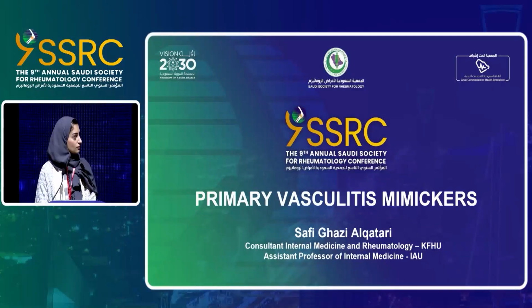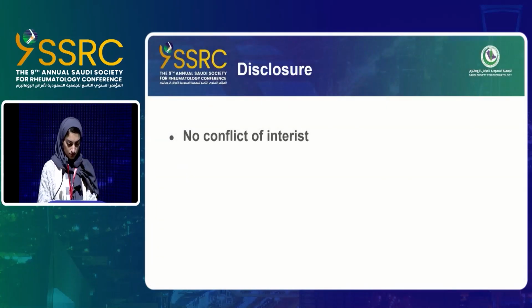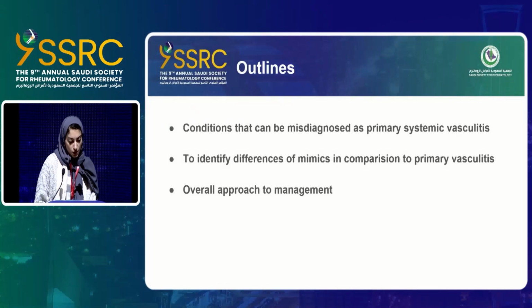It's a very wide topic, and I try to make it as short and as fruitful as possible. So I'd be talking about some conditions that can be misdiagnosed as primary systemic vasculitis and identify the differences of those mimickers in comparison to primary vasculitis, in addition to the overall approach to management.